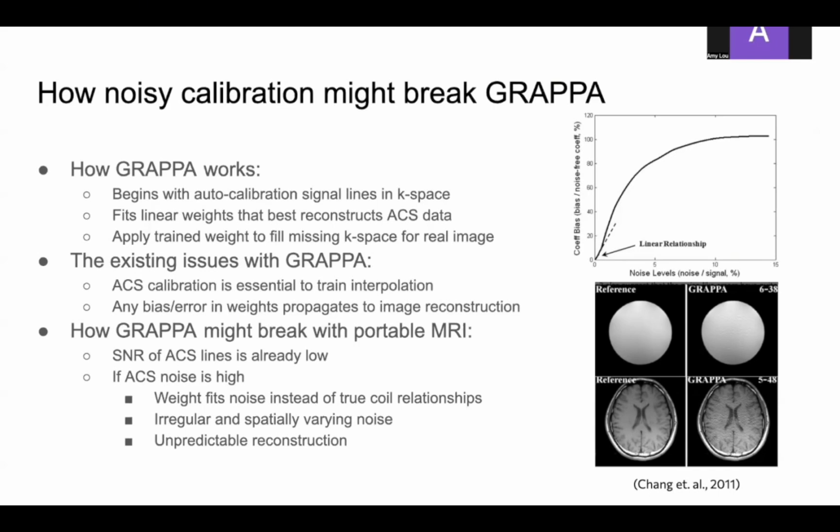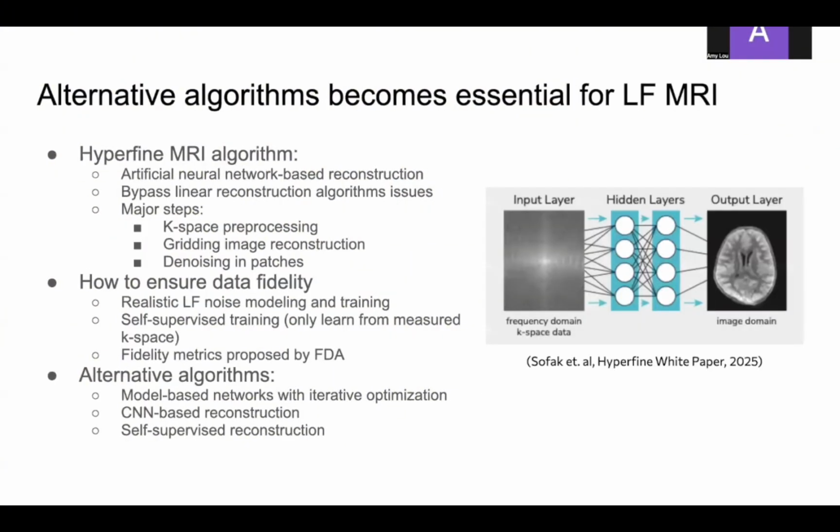In portable MRI, ACS SNR is already low, so noisy calibration leads GRAPPA to fit noise instead of structure. That produces irregular, spatially varying noise and unpredictable reconstruction, as shown in the bottom image. Because the classic linear parallel imaging tools break under these hardware conditions, low-field MRI relies heavily on alternative reconstruction algorithms.